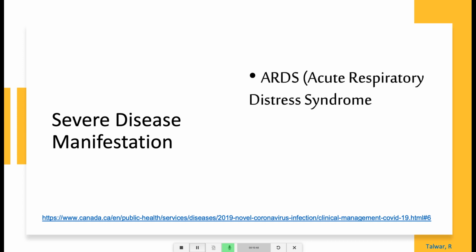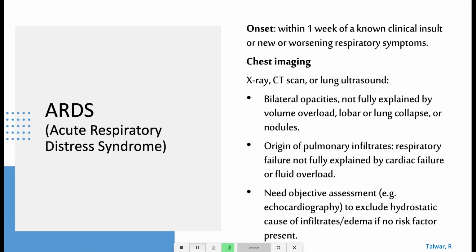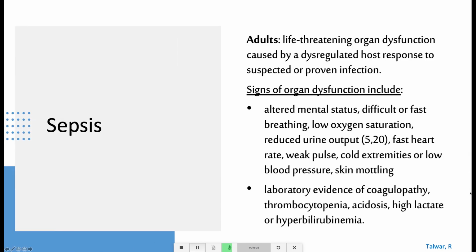And so severe disease manifestation can lead to acute respiratory distress syndrome, organ failure, sepsis, and septic shock. And in the next few slides, I actually went to the website and broke down some of that information. So with ARDS, onset within 1 week of known clinical insult or new or worsening respiratory symptoms, some information about chest imaging, bilateral opacities, origin of pulmonary infiltrates, need for objective assessment. So definitely take your time and read that.